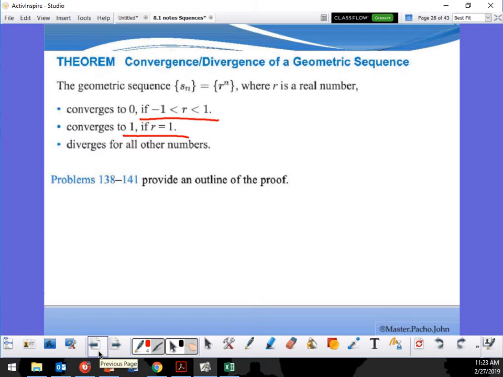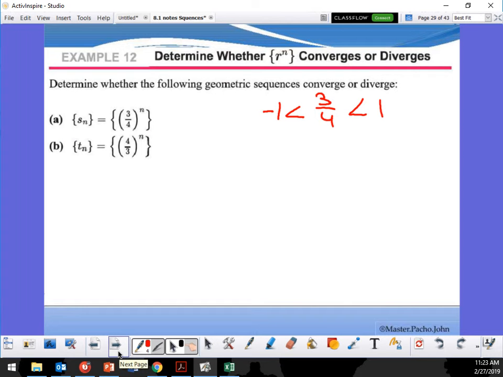Let's see. Converges to 0 if that works. Does it say that I have to input the n in there? No, I don't input the n. Let's look at it then. Is that going to be true? Is 3/4 less than 1? Yeah. Is 3/4 greater than -1? Yes. So this is going to be convergent. Okay, what about this one? -1 to 4 over 3 to +1, right?